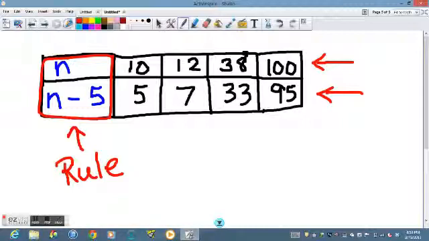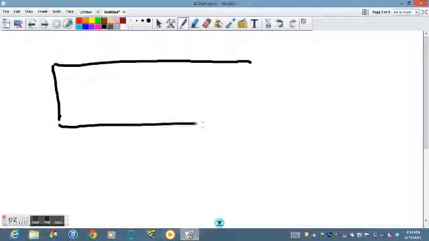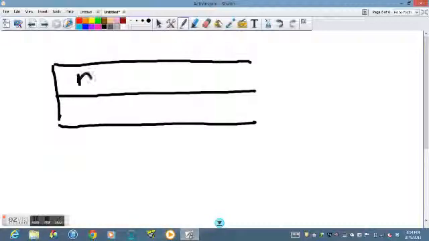Okay, so let's look at one more example. I want to show you something with that one that we've talked about before that will help make this a little bit easier. Alright, so we have another chart, and we have another rule. This time we have n, and n plus 99.